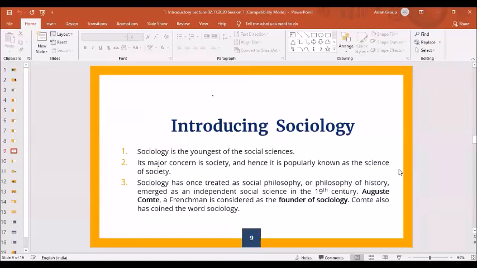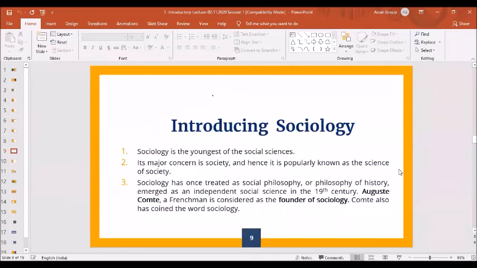Let me introduce sociology to you now. First, keep in your mind, sociology is a discipline. It's a subject like political science, economics, history, anthropology, philosophy, or geology, or any other discipline.